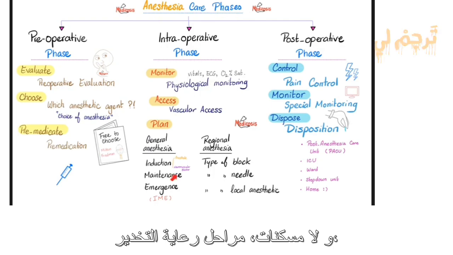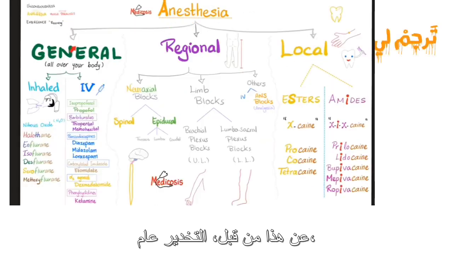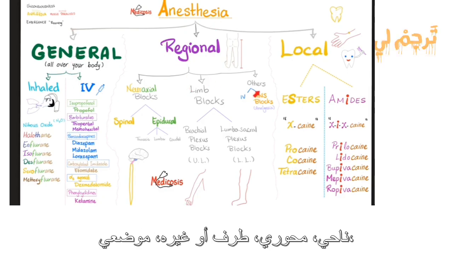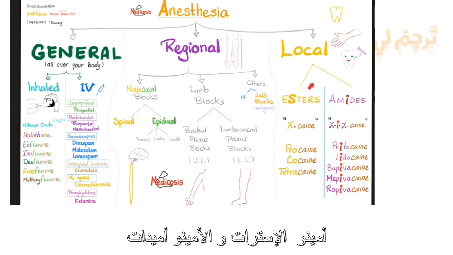Anesthesia, care phases, pause and review, because we have talked about this before. Anesthesia is general, regional, or local. General is either inhaled or IV. Regional: neuraxial, limb, or others. Local: now we're talking about esters or amides. Other doofuses will call them amino esters and amino amides.